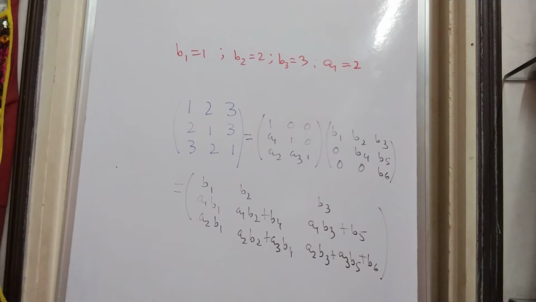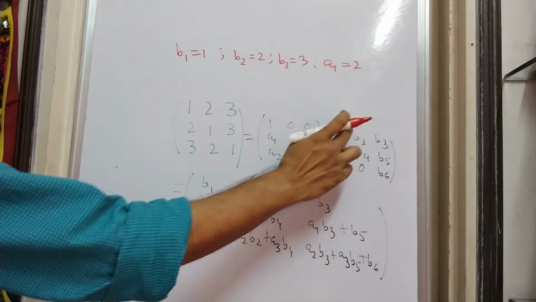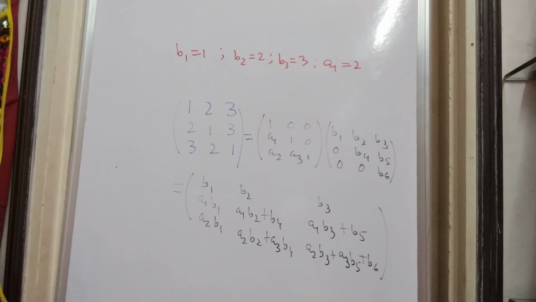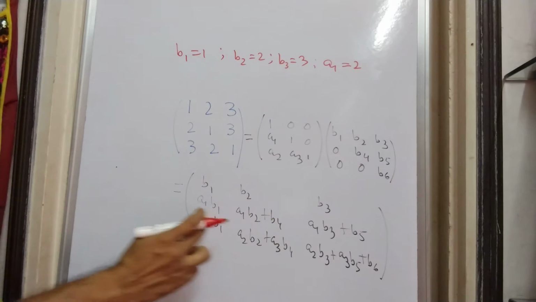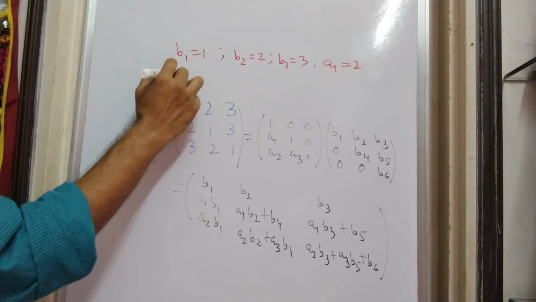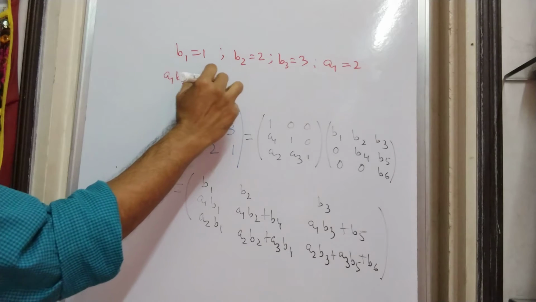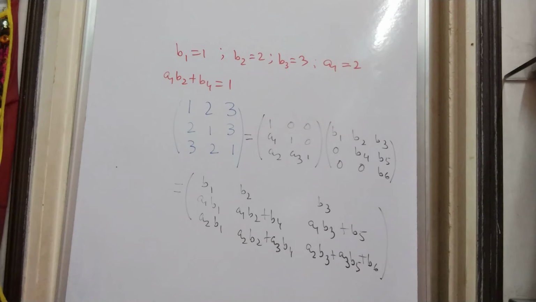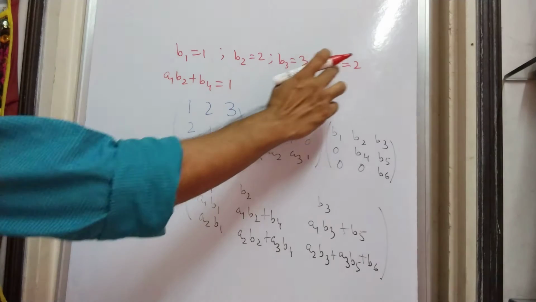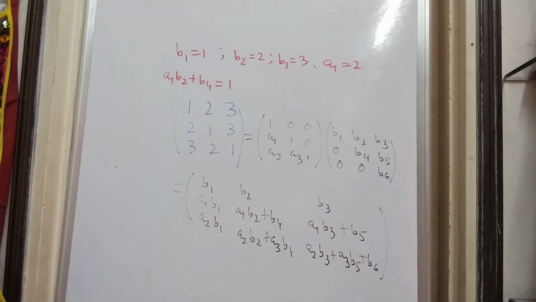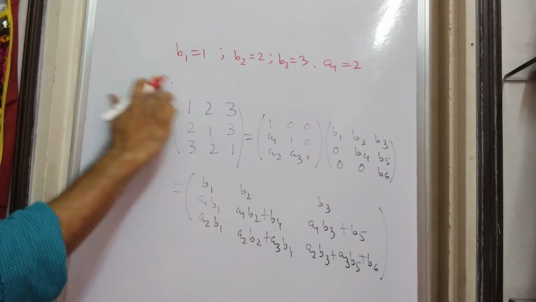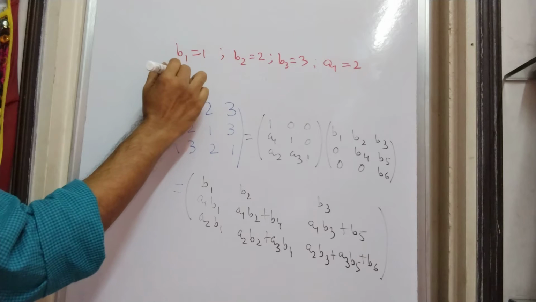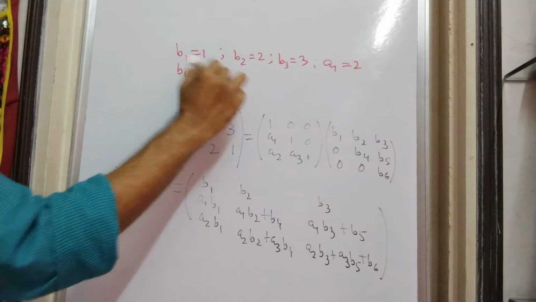Then we have A1 B2 plus B4. This is the term when we multiply second column with second row, and it is 1. We already have A1 equal to 2 and B2 equal to 2, so B4 is 1 minus 2 times 2, that is 1 minus 4, which is minus 3. So B4 is actually minus 3.